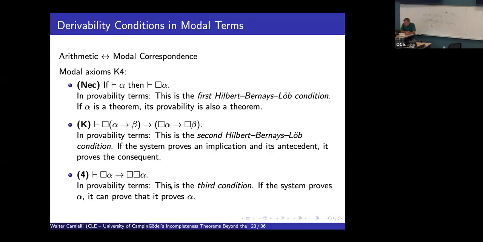Okay, so what do I need here to go from arithmetic to provability logic? I need three basic points. Necessitation rule: if A is provable, then I prove that A is formally provable. In provability terms, this is the first Hilbert-Bernays-Löb condition: if alpha is a theorem, then the provability predicate of alpha is a theorem. Provability becomes a predicate. Axiom K: if I have a proof that A implies beta, then if I have a proof of alpha, I have a proof of beta. This is K applied to provability, the second Hilbert-Bernays-Löb condition. The system proves an implication, and then it proves the consequent.